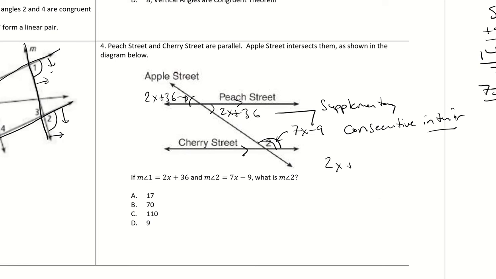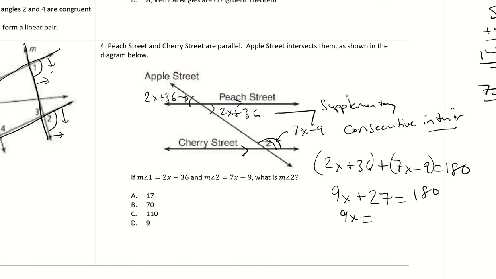So 2x plus 36 plus 7x minus 9 is equal to 180. And they only add up to 180 if these two lines are parallel. All right, so let's go ahead and add these two together. So 2x plus 7x is 9x. 36 minus 9 is 27. And then equals 180. So you get 9x equals, we'll subtract 27 on both sides. So you get 153 divided by 9.